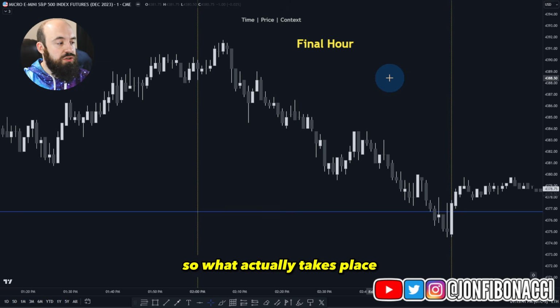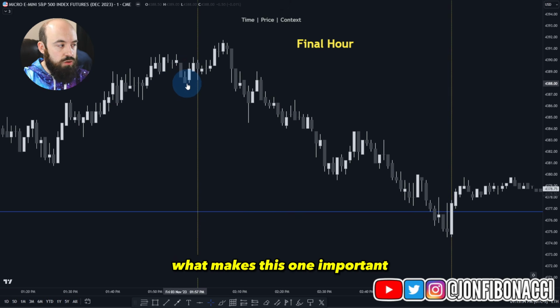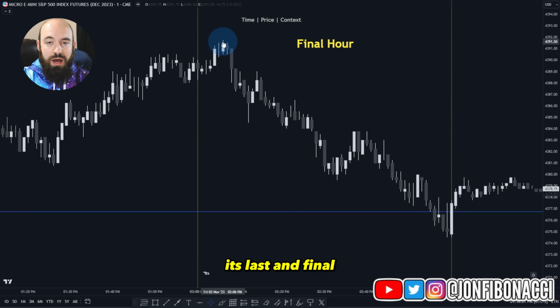So what actually takes place? If you're someone who likes market structure, that's fine. You can look at some of these lows. You have a low right here, a couple more on the way up, and then you have a very important low right here. What makes this one important? Because you have a low and then you have its last and final higher high.